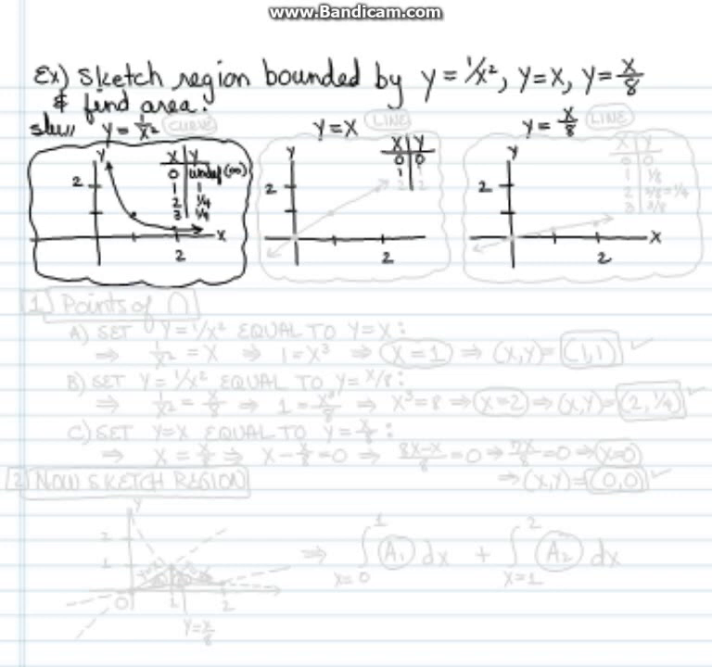Now y equals x, that's just a diagonal line that passes through the origin, 0, 0, 1, 1, 2, 2. So here's our picture of that one. And so that one was just a line. And y equals x over 8, that's a line with the slope 1 over 8, y-intercept at 0. So it's 0, 0, 1, 1/8, 2, 2/8, 3, 3/8.